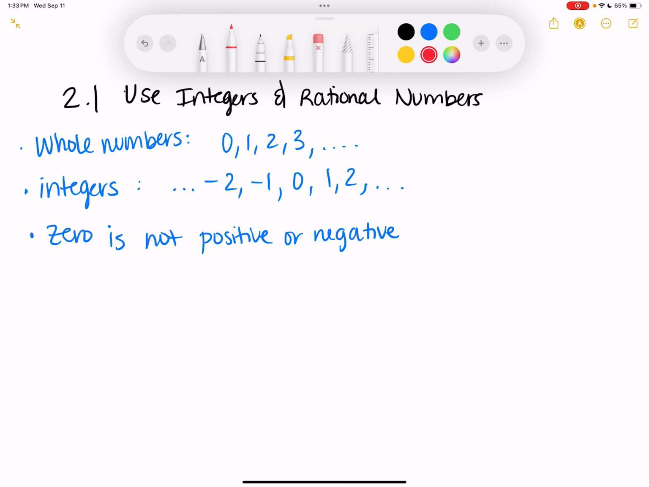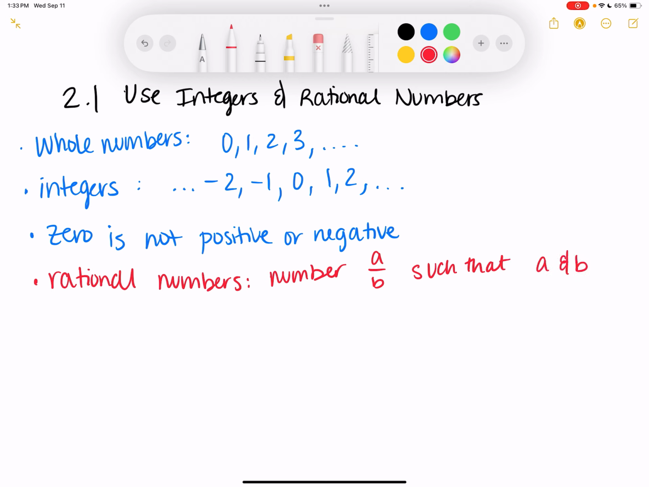We also have rational numbers, which are a number a over b such that a and b are integers and b is not equal to 0, because if 0 is on the bottom, it is undefined. So an example of that would be like 3/4 is a rational number.